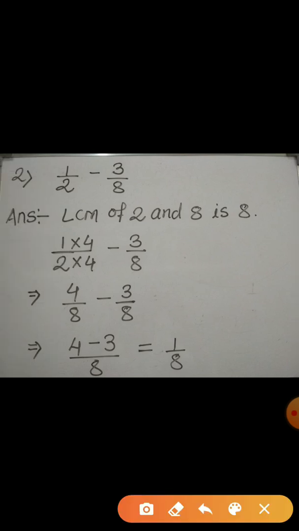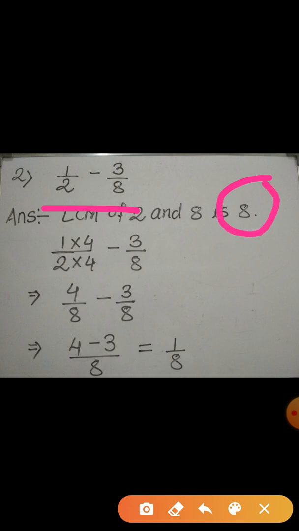See the next example. Subtract 3 by 8 from 1 by 2. Now 1 by 2 and 3 by 8 are unlike fractions. Hence we cannot subtract them directly. To subtract unlike fractions, first we convert them into like fractions. And to convert them into like fractions, we have to find the LCM of the denominators. The denominators are 2 and 8 and their LCM is 8 only.